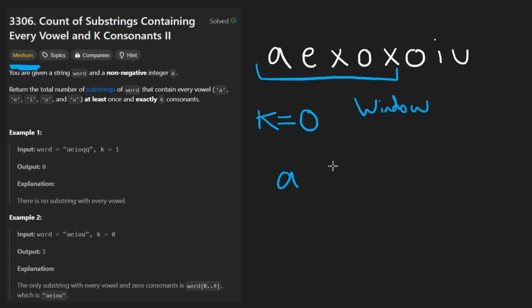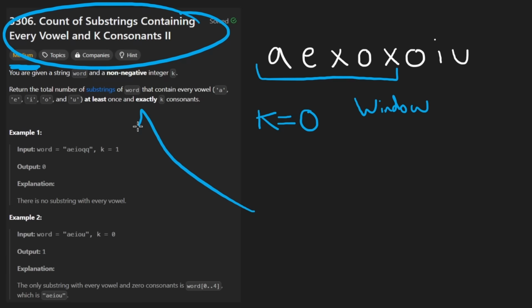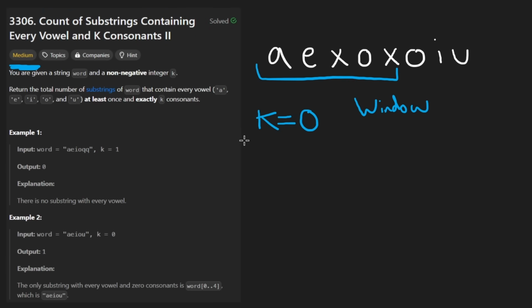And that's the easy part. If that was just the whole question, this would be a pretty straightforward sliding window problem. But there's one other catch, and that's the k parameter. For our window, we need there to be exactly k consonants, which basically are characters that are not vowels. So any character that is not A, E, I, O, U, we have to have exactly k total of them.